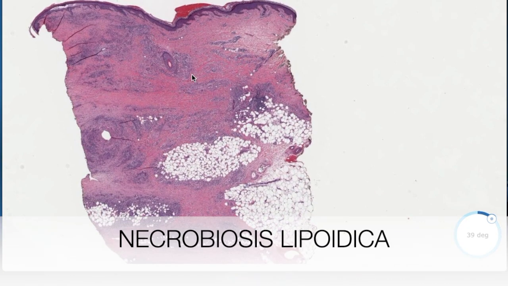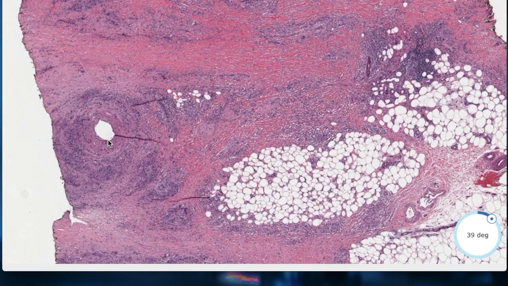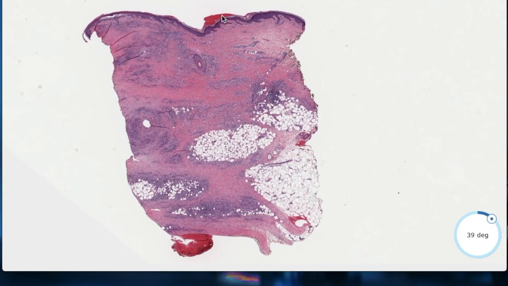And of course, you have to do further correlation with the clinical history. And also you can do Alcian blue to rule out any other etiologies. But I think for the most part, most pathologists will feel comfortable, if the clinical history is suggestive, to sign out this case as necrobiosis lipoidica. In this case, it happened to be in association with a diabetic individual.